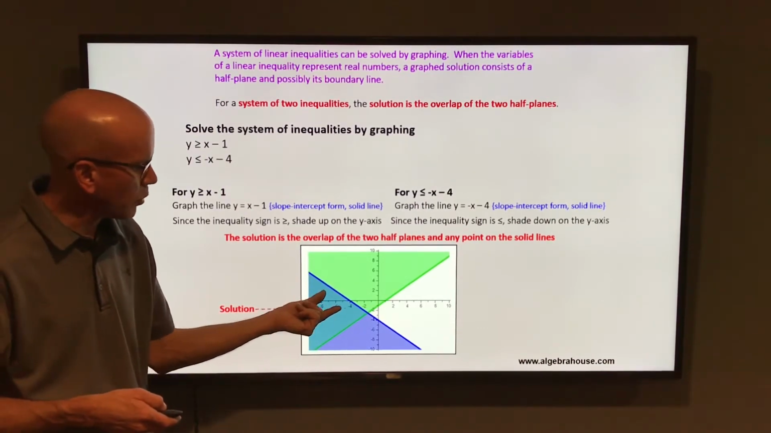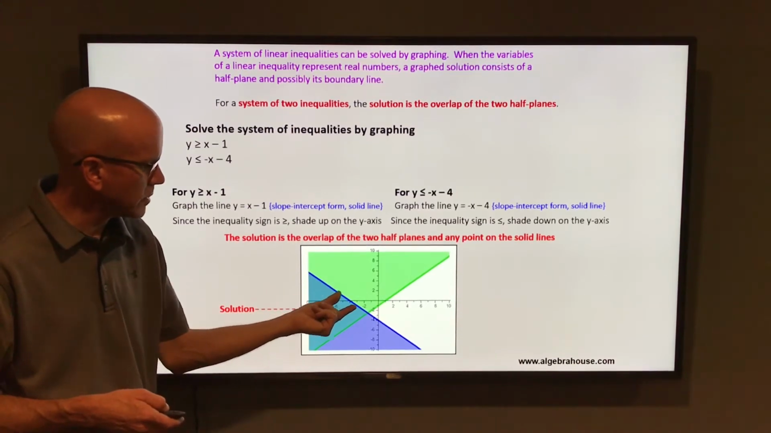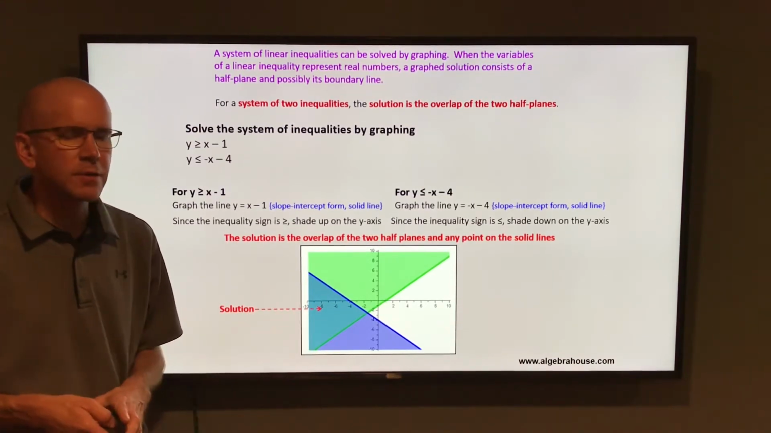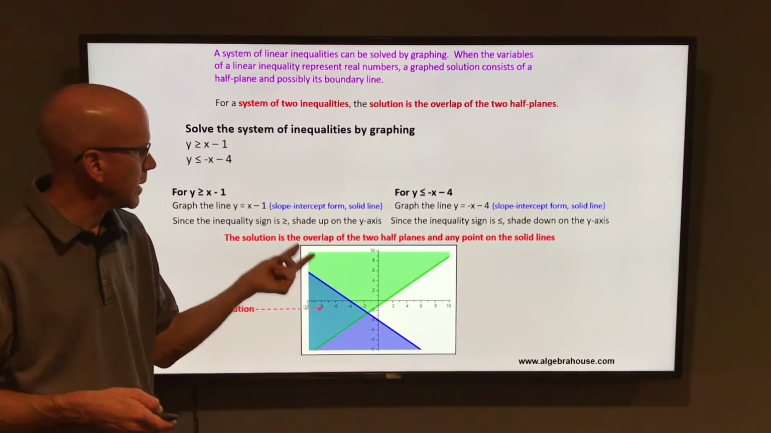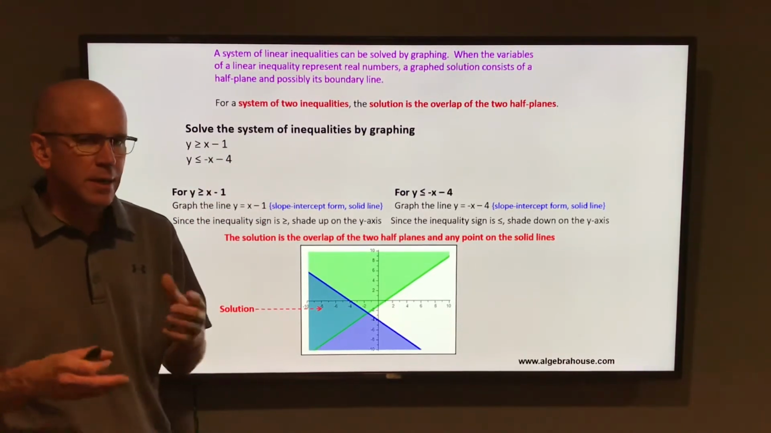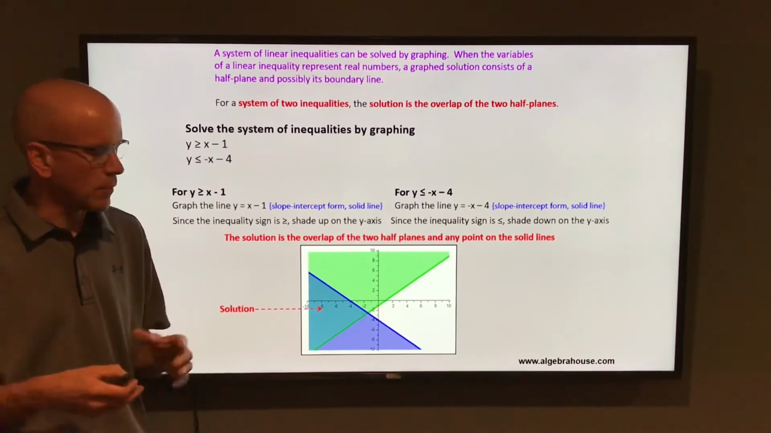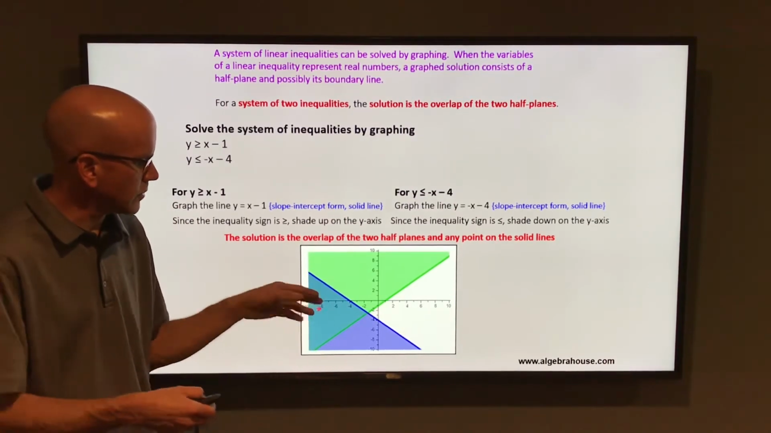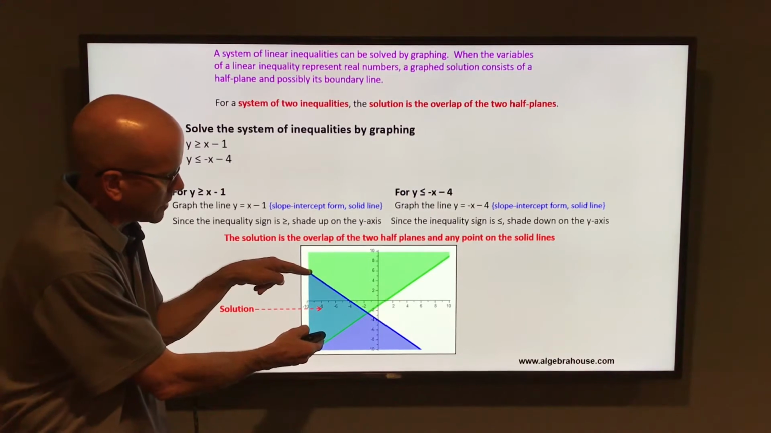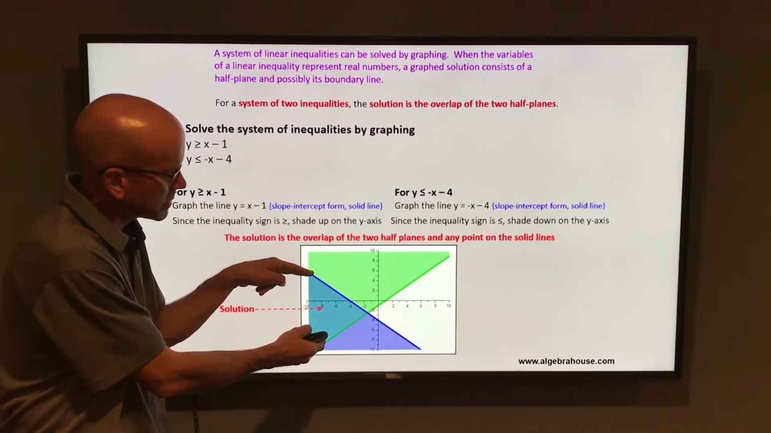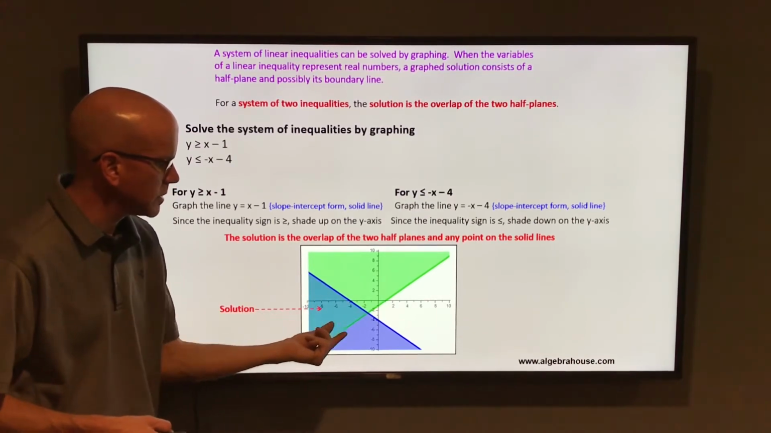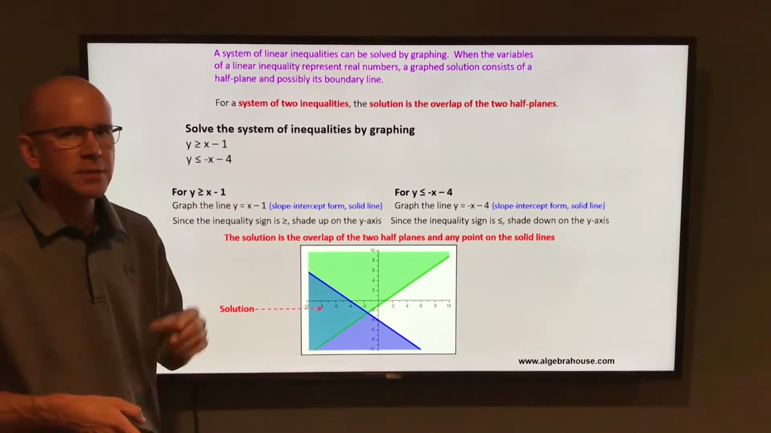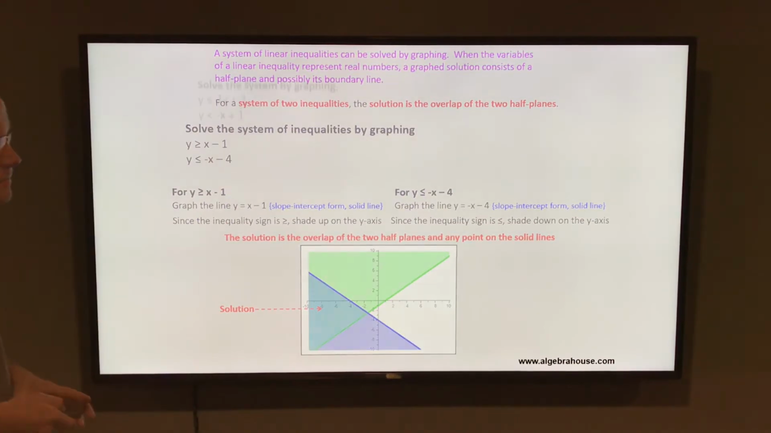So all these points in the shaded region, including the points on the solid lines, those are solutions to both inequalities. That is the solution to that system. So you don't really get an answer here that you would say out loud. You actually have a picture for an answer, and that picture, that is the answer. That is the overlap of these two inequalities. So where these two inequalities overlap, that is the solution set. All of those points are solutions to that system of inequalities.